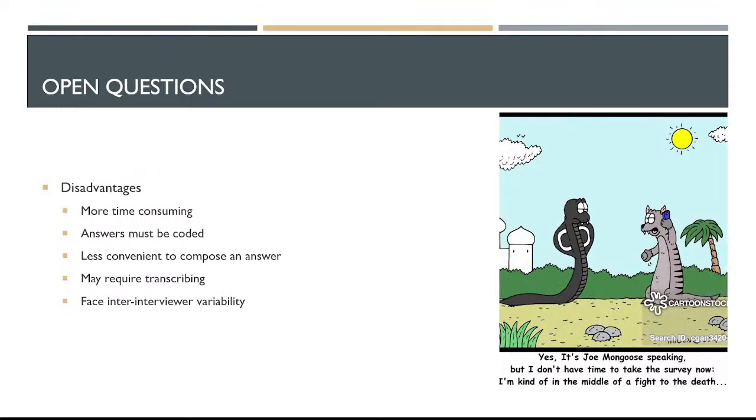Yeah. In disadvantages, it's more time consuming. Answers have to be coded. Less convenient to compose an answer. Right. So even people who are responding might generally find it more troublesome to actually fill in these kinds of boxes, right? Or to tell you things. It can, especially let's say someone's doing an online survey. If you have too many open questions, people may quit your survey, right? Because it's just slow, right? And you have to think about it. You have to really think about what you say.